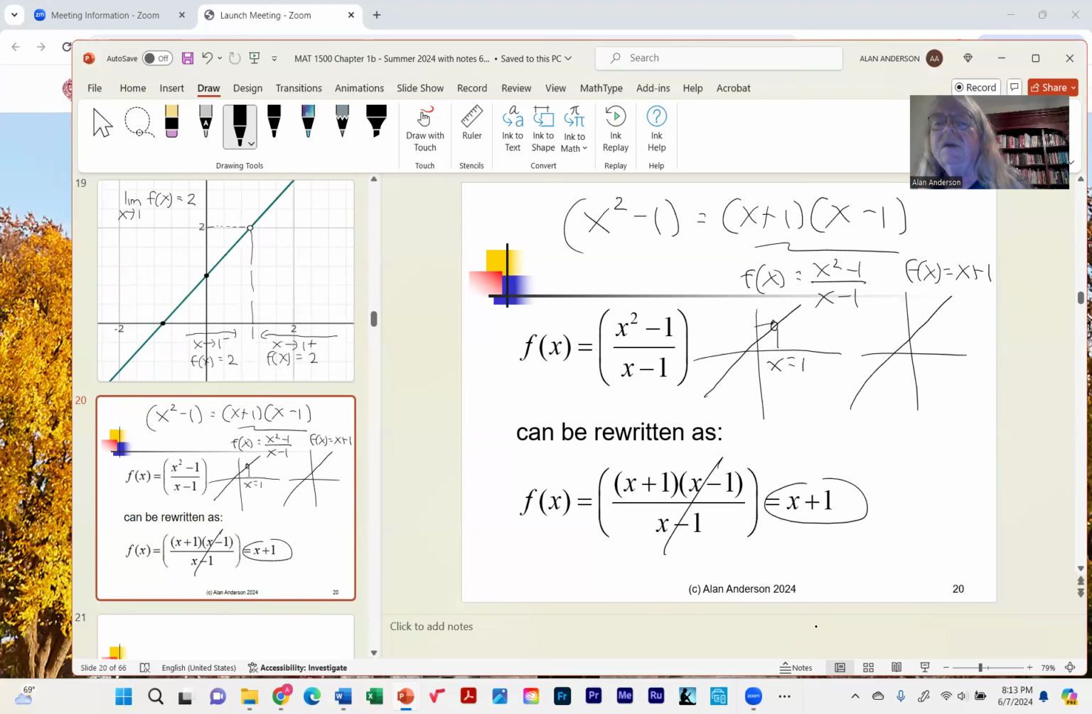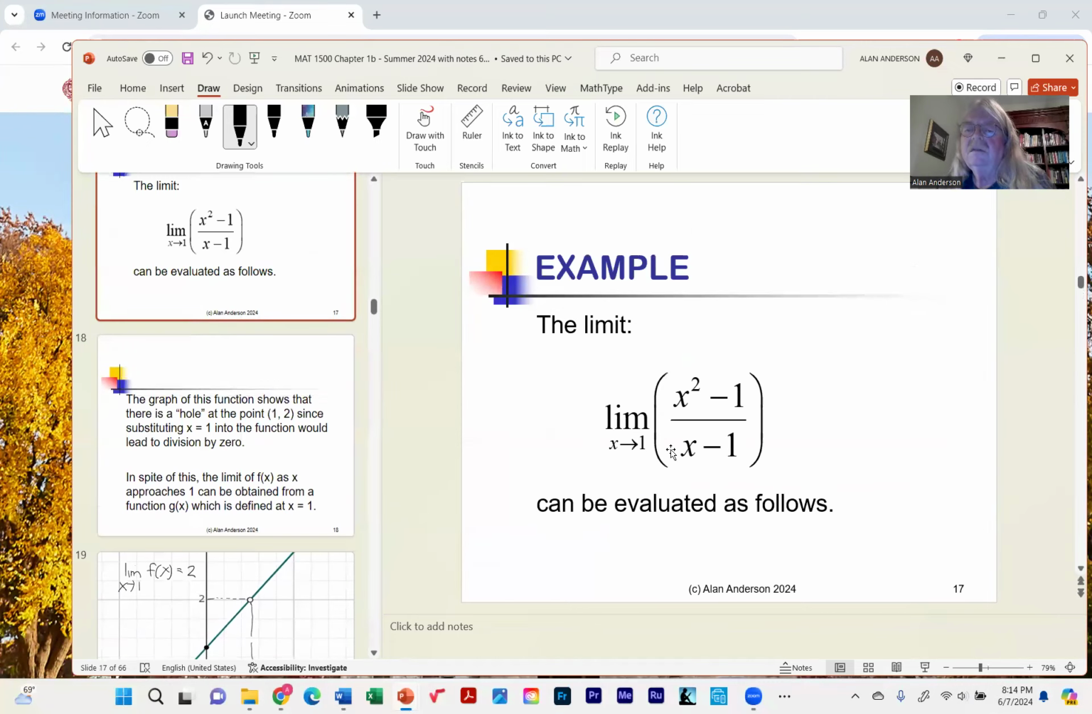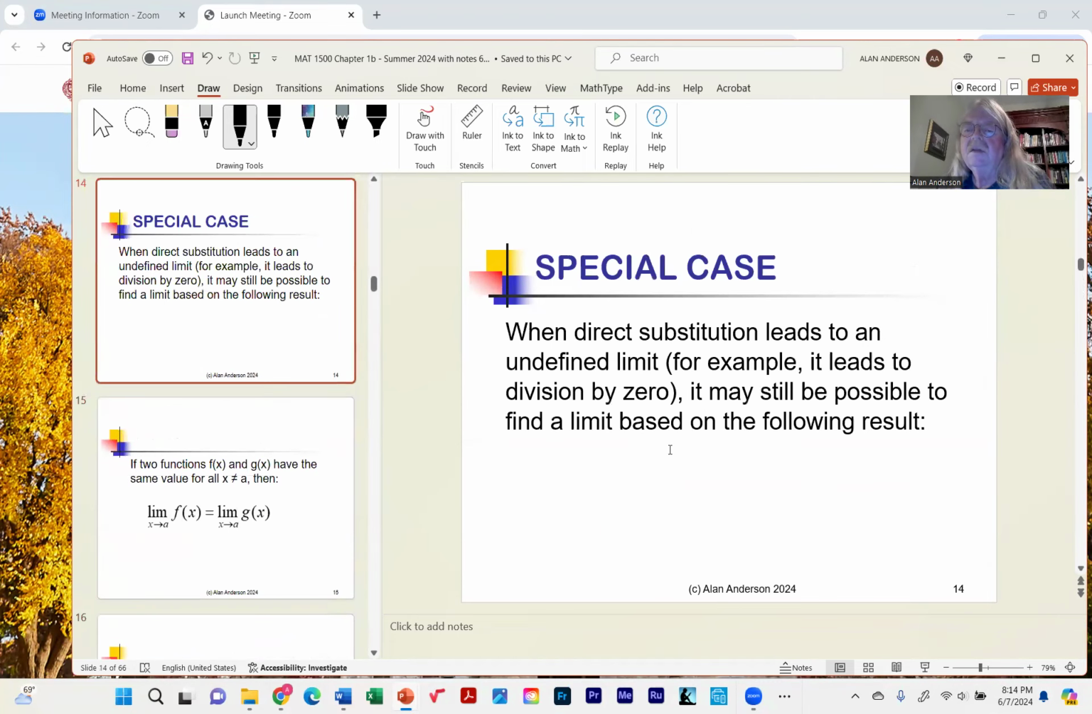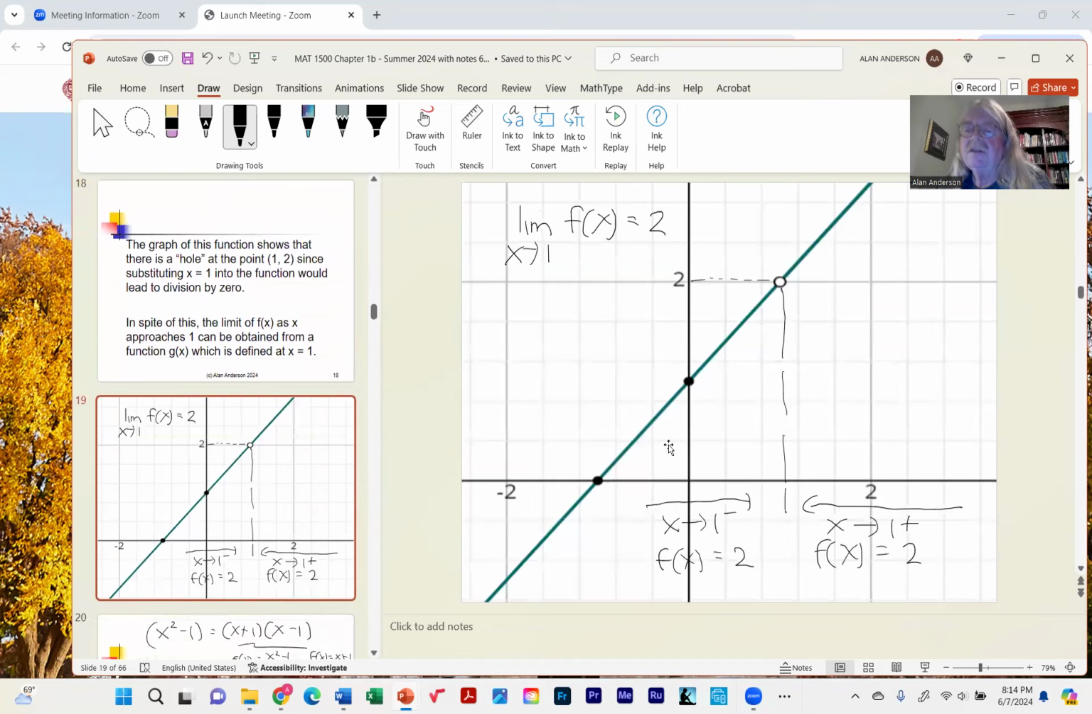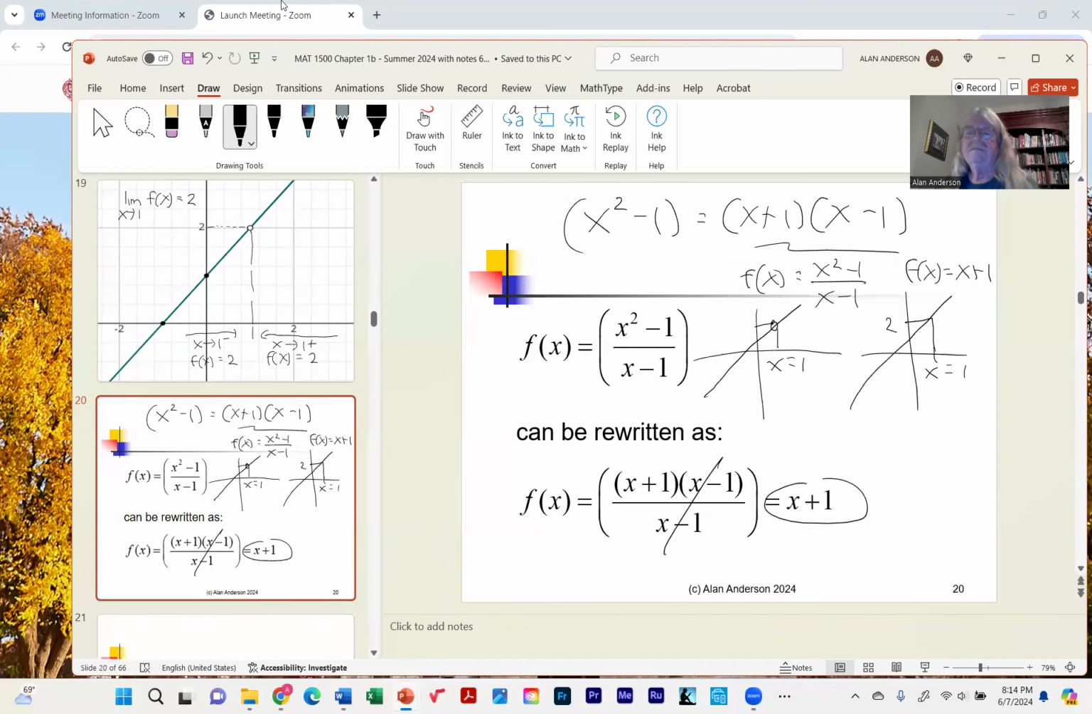Here, we have a hole in the function, which means the function is undefined there. And here, when x equals 1, the function just equals 2. So what that implies is that because the functions are identical everywhere else, that implies in turn that the limit, actually, let me write this on the next slide.